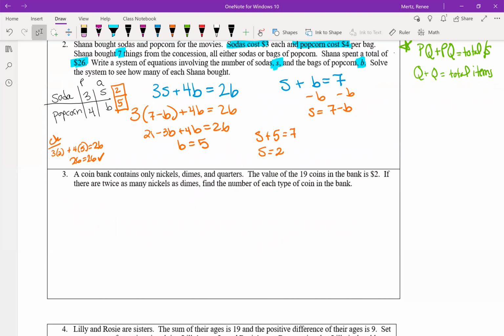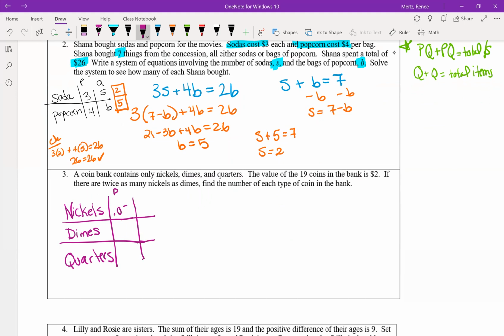A coin bank contains only nickels, dimes, and quarters. There are 19 coins in the bank. If there are twice as many nickels as dimes, all right, let's try this one. So this time I'm definitely going to make a chart. I have nickels, dimes, and quarters. What is the price of a nickel? 0.05, good. The price of a dime, 10 cents. The price of a quarter, 25.